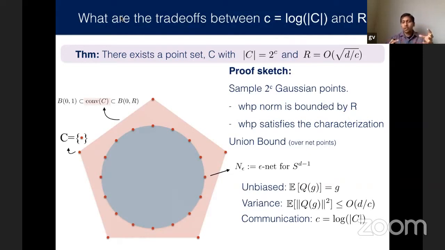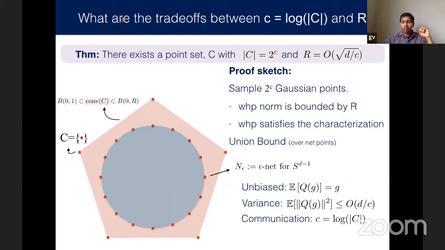Okay, so there are an exponential number of net points. Basically, what we want from this tail bound is to grow exponentially, and essentially Gaussian points allow us to achieve that. Using this set of points, we get an unbiased estimate, and the variance is about D over C. And the communication that we need is the log of the cardinality, which is exactly little c.